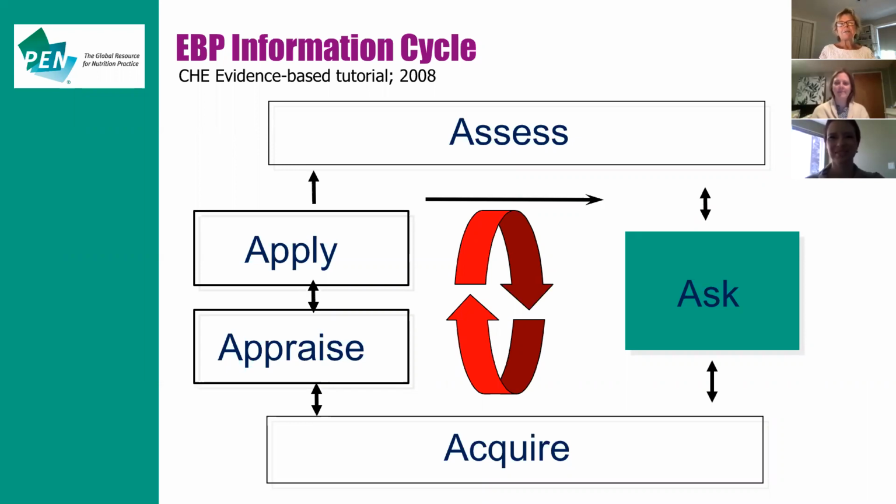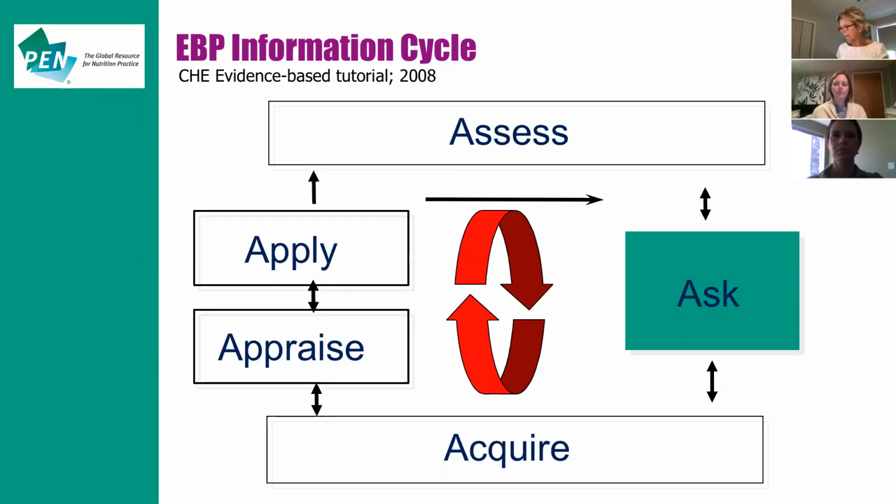The evidence-based information cycle consists of these 5 A's, and today we're really going to be focusing on just two of them: asking the question and acquiring the evidence. So, asking the question: we know the busy clinician doesn't have time to search through every study, so they need to ask questions and find relevant research efficiently. One of the keys to efficiency is to ask a focused question.